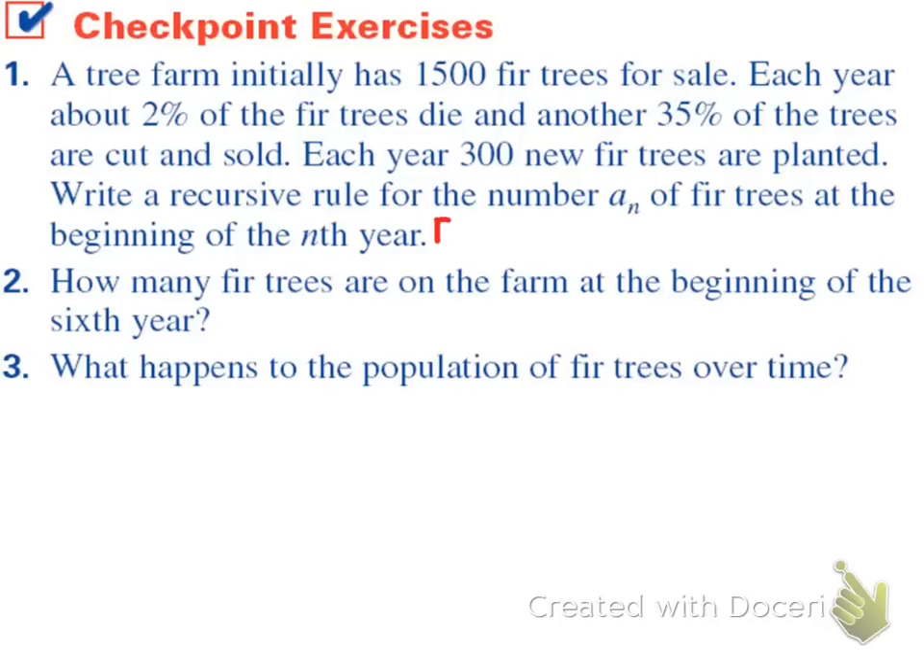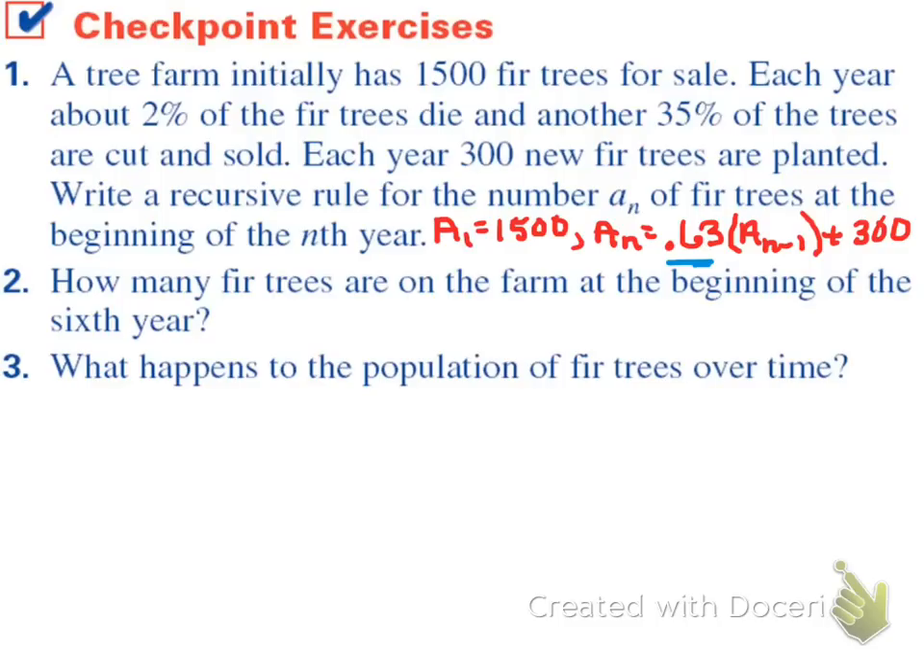Your recursive rule should have been that the first term was 1500, and then every term after the first term should have been found by multiplying 0.63 times the previous term and adding 300. If any part of this confuses you, it's probably the 0.63 here.